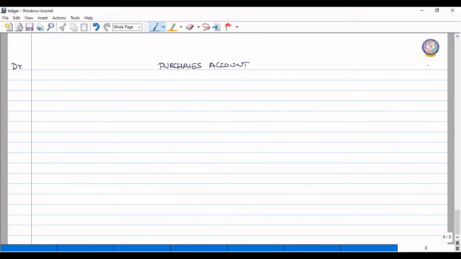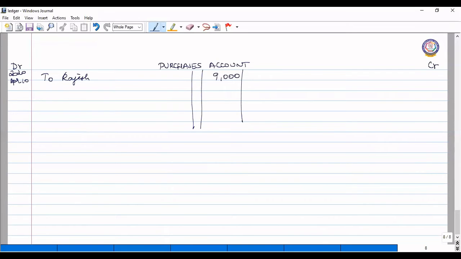Here we have a debit entry. We have debited purchases account on that day. So on 2020 April 10th, to we have made purchases from Rajesh. Okay. To Rajesh. And how much is the value? It is 9,000.